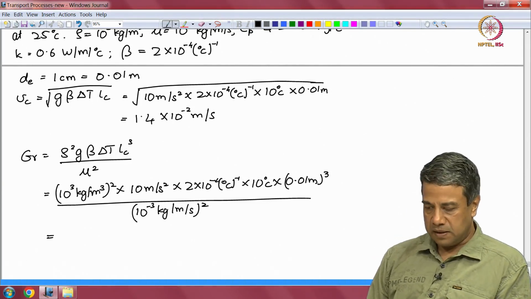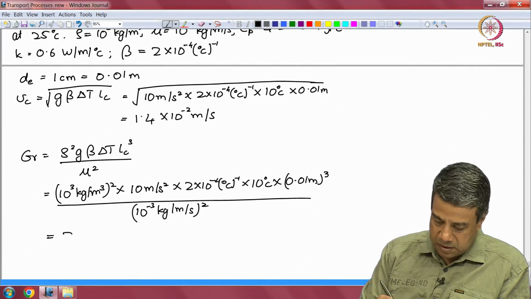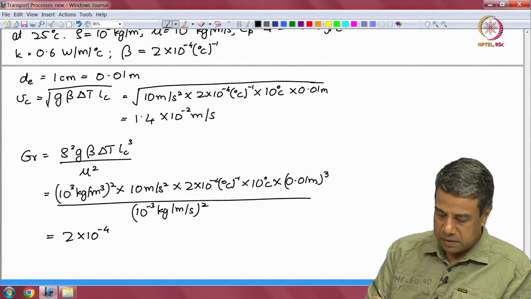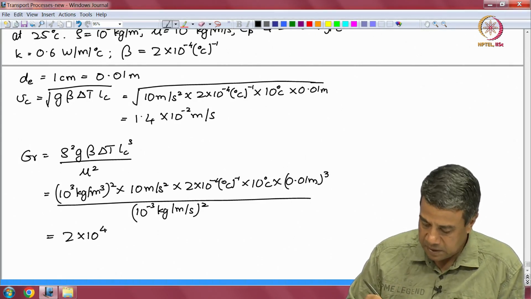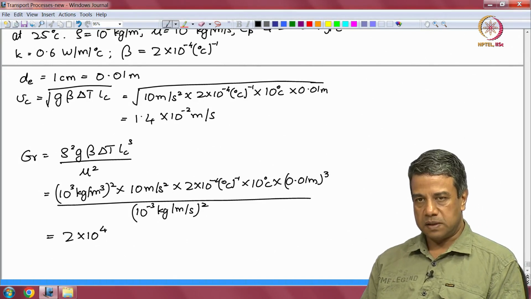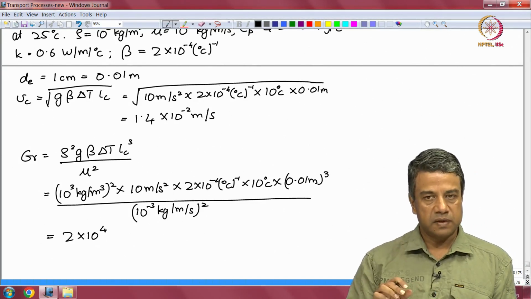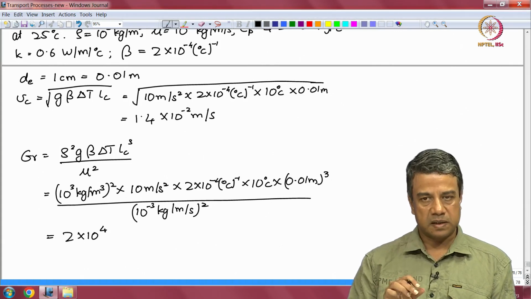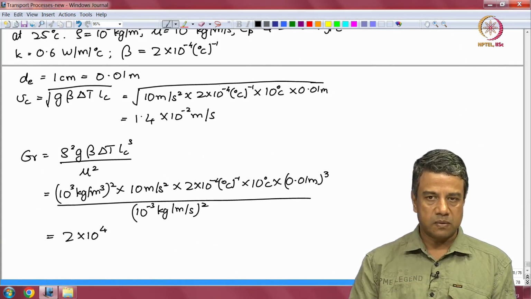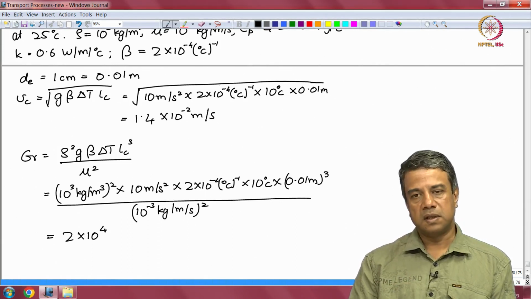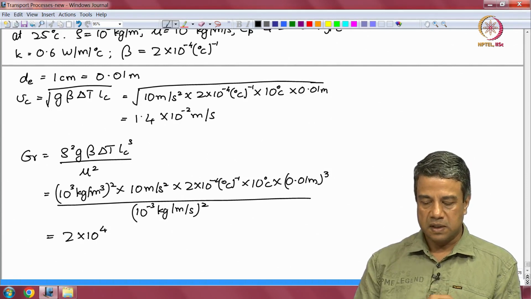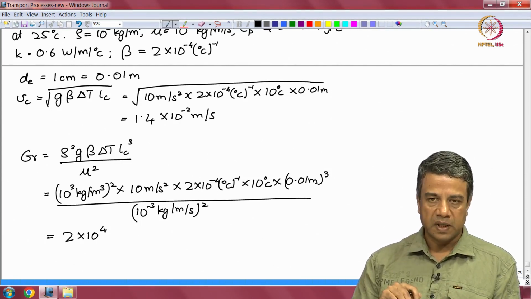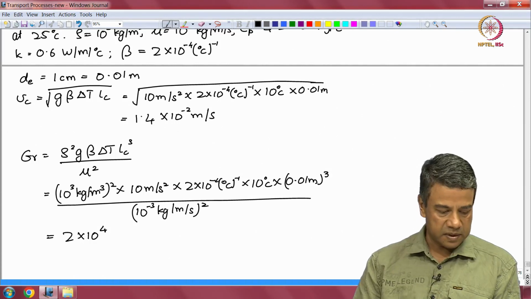You can easily do this calculation, and the final result you get will be 2 into 10 power plus 4, which is once again much larger than 1. So, that was the reason once again, even for this modest temperature difference around a small object, the Grashof number is still large compared to 1, and that is the reason we had used the inertial force density to balance the buoyancy force density when we calculated the characteristic velocity. That is justified by our calculation, which shows that the Grashof number is large.